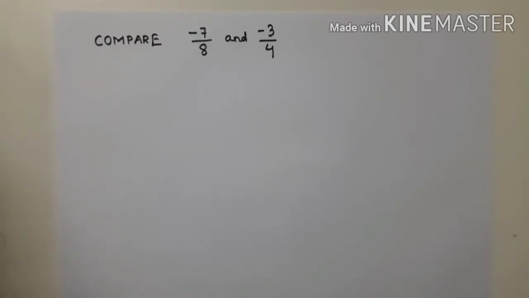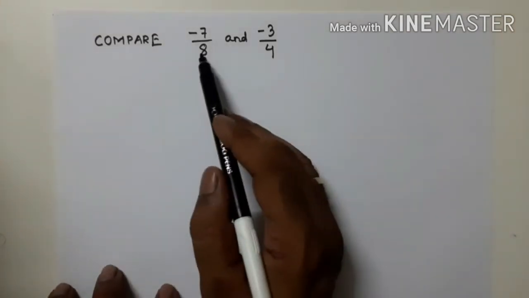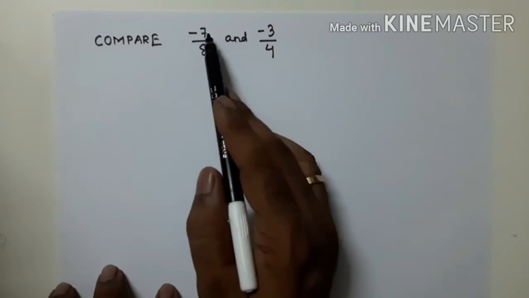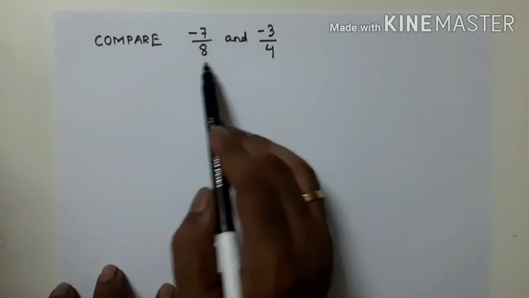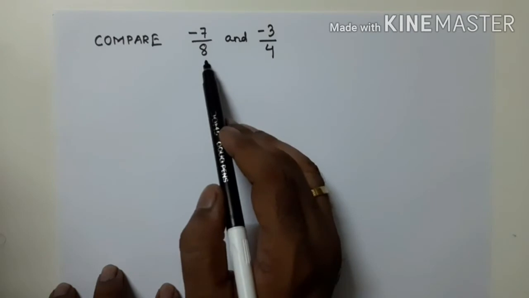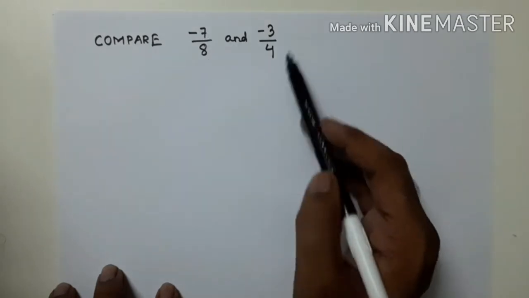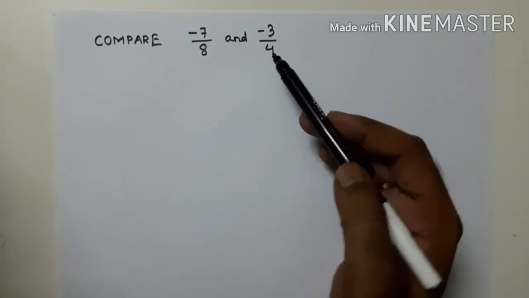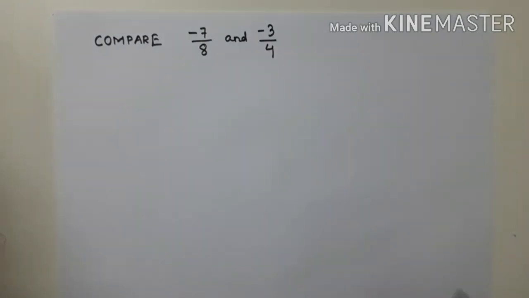Now let's take another example and follow the same method. So here we have to compare minus 7 by 8 and minus 3 by 4. The first step is we have to see whether they are in standard form or not. As we can see here, we have minus 7 by 8. So there is no negative denominator, and 7 and 8 are co-primes. They don't have any common factor. 3 and 4 also don't have any common factor. So both are already in standard form.